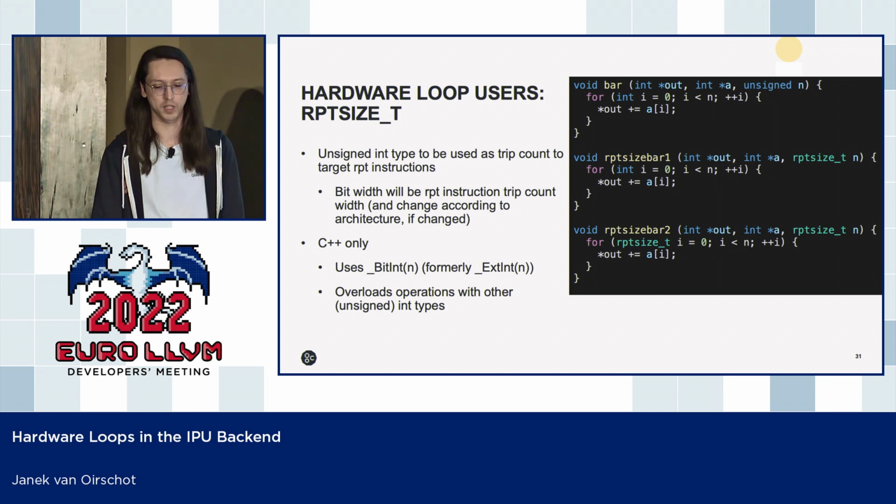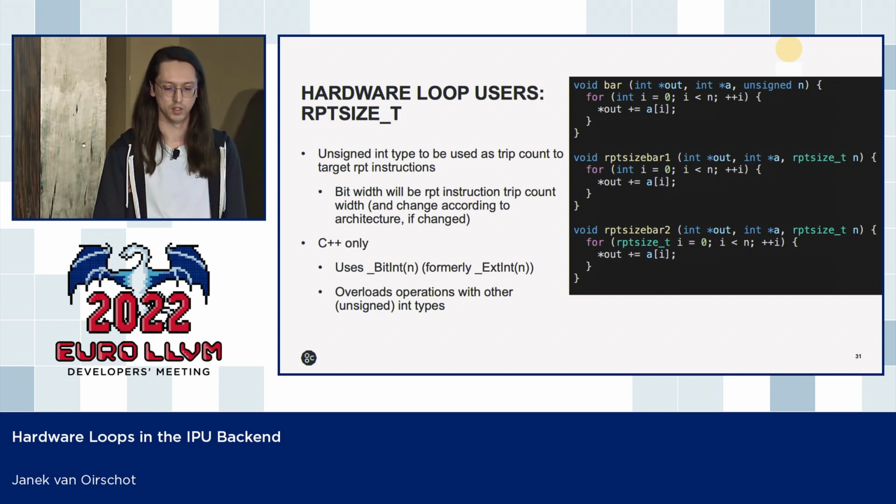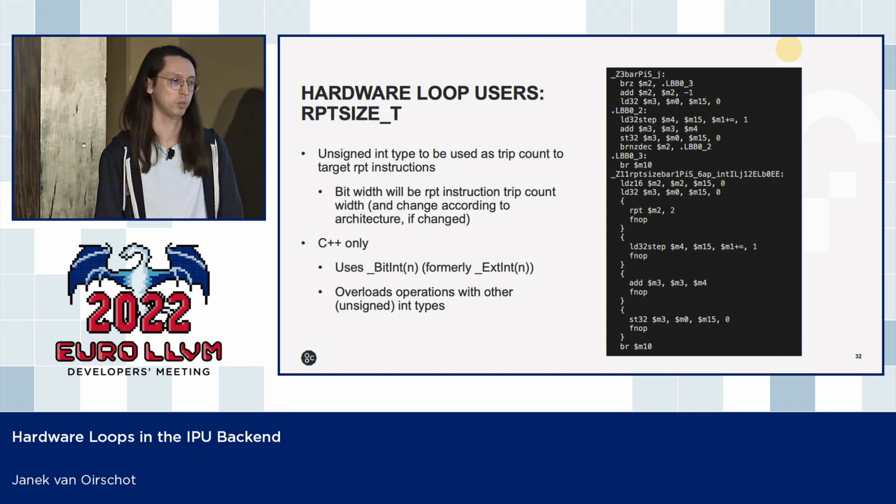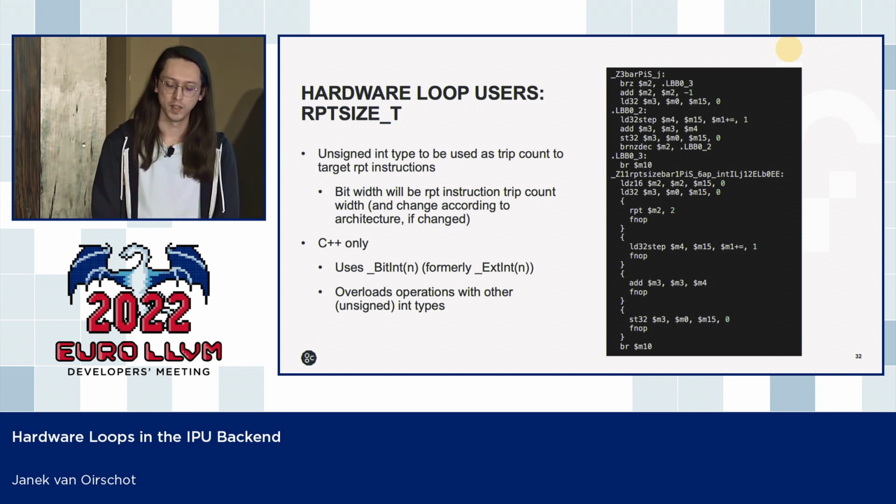We can't fit within a repeat, so it will emit a resonant zero decrement. And the other two will use the repeat size t as a trip count and induction variable, and will in fact emit a repeat loop. I did omit one of them, but it emits a repeat loop.